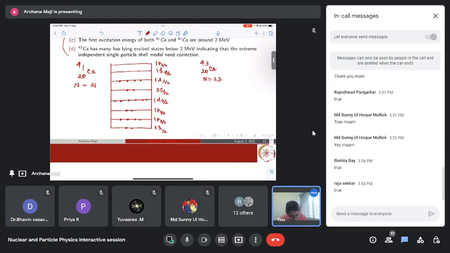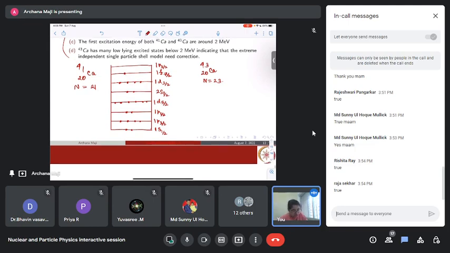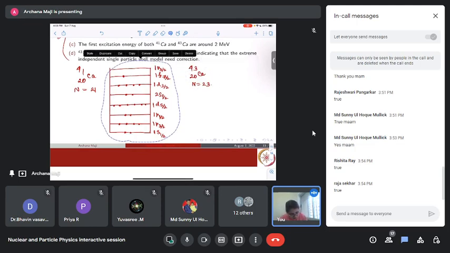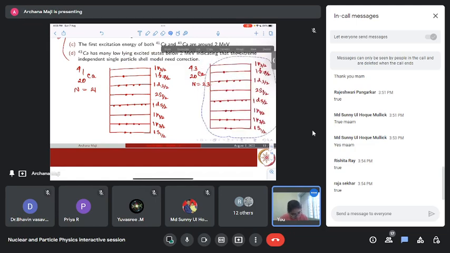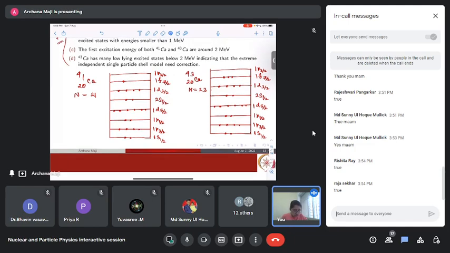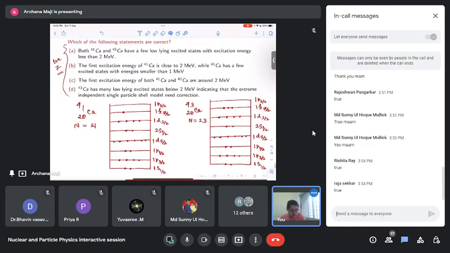So for calcium 41 the neutron number is 21, so the last level, that is 1f 7/2, will contain 1 neutron, and for calcium 43 this configuration will be the same, apart from the fact that now 1f 7/2 will contain 3 neutrons. Okay, so these are the ground state configurations for calcium 41 and calcium 43.